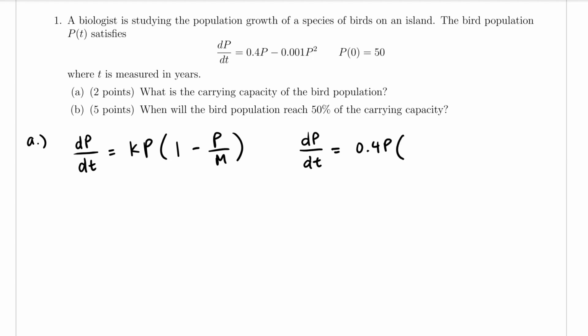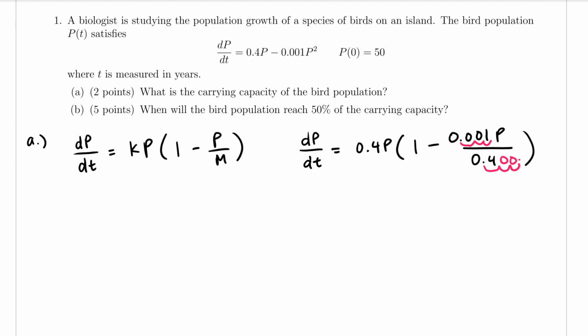And if we do that, that's going to leave us with 1 minus 0.001P over 0.4. And we want our coefficient for P in the numerator of this fraction to be 1. So I'm going to go ahead and simplify this fraction. If I move this decimal place over 3 places, that's going to give us 1. And then if I move this over 3 places, that's going to give me 400.